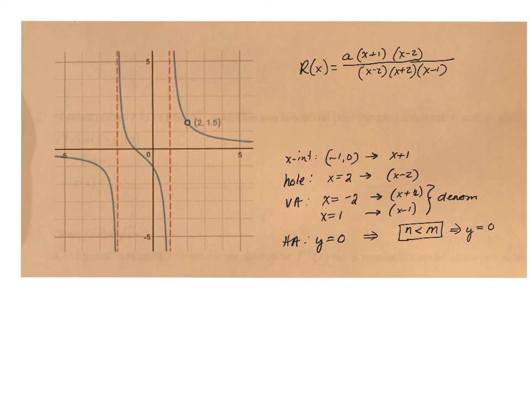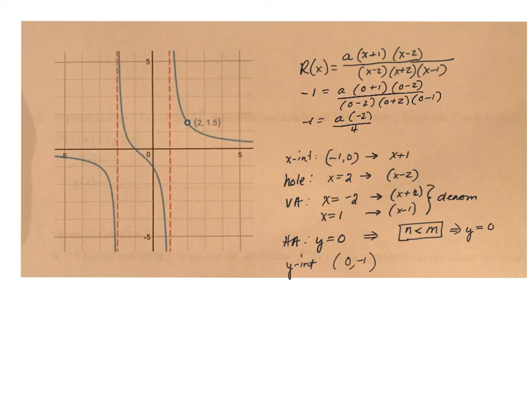To find that, I'm going to use the y-intercept, which, of course, is at (0, -1). So I'll solve for that. Negative 1 equals a times (0 plus 1) times (0 minus 2), all divided by (0 minus 2) times (0 plus 2) times (0 minus 1). So negative 1 equals a times 1 times negative 2, that'll be negative 2, over negative 2 times positive 2, which is negative 4, times negative 1 is positive 4.